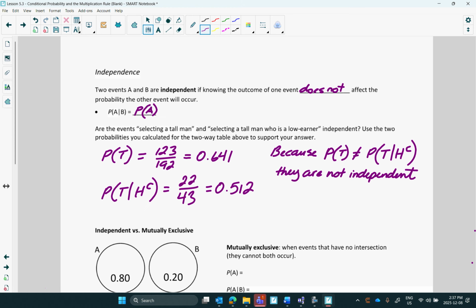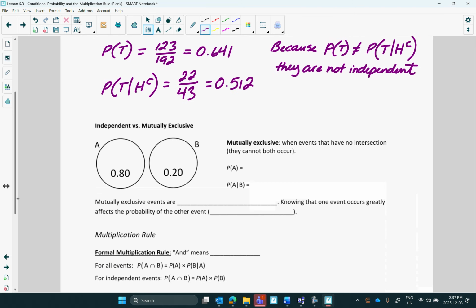This final thing with independence: last lesson I talked about mutually exclusive, two events that could not happen together. A lot of students think, well, mutually exclusive events must be independent of each other. They seem to make that reasoning. Here's why that's not true.